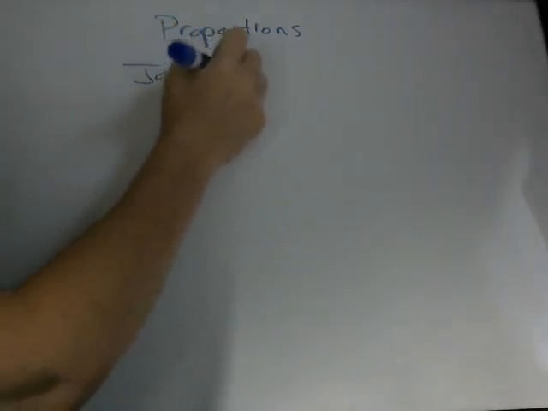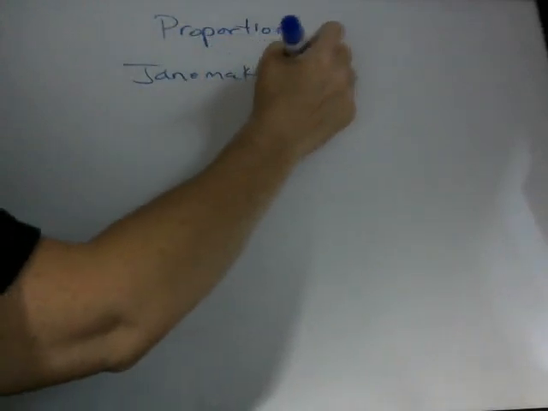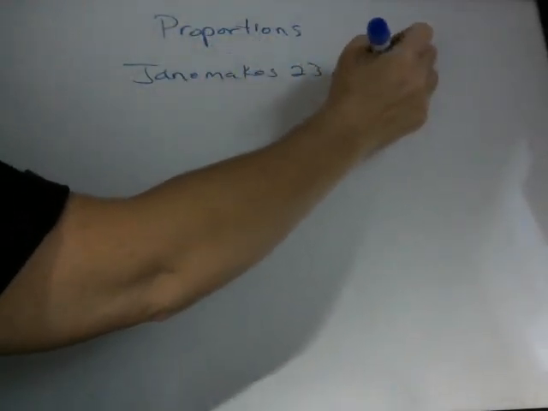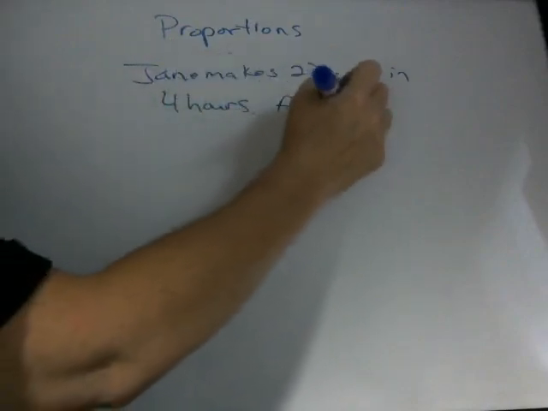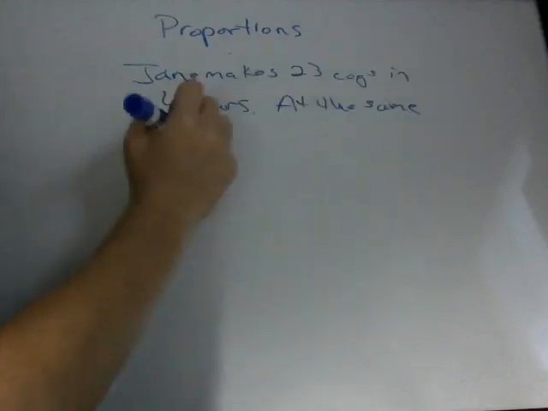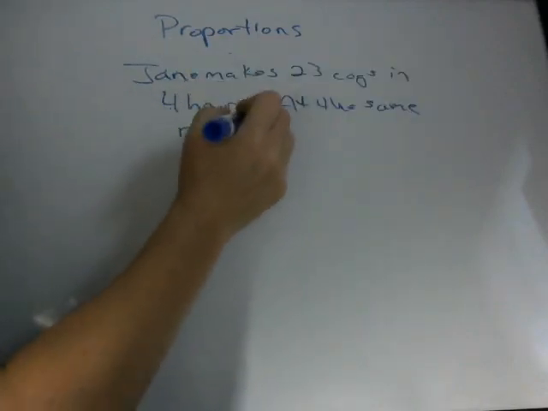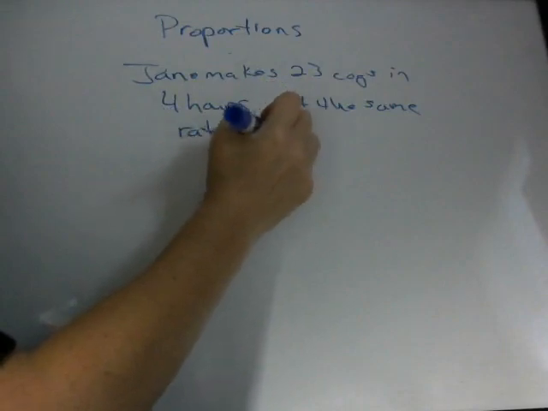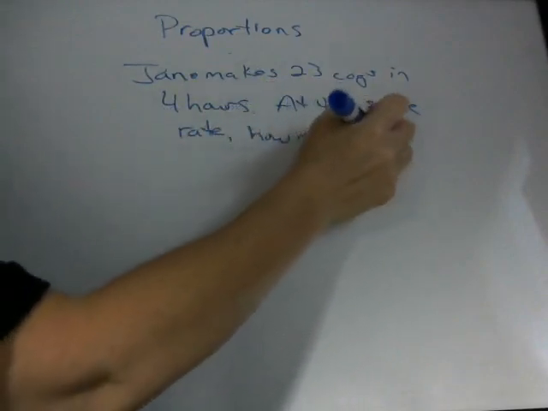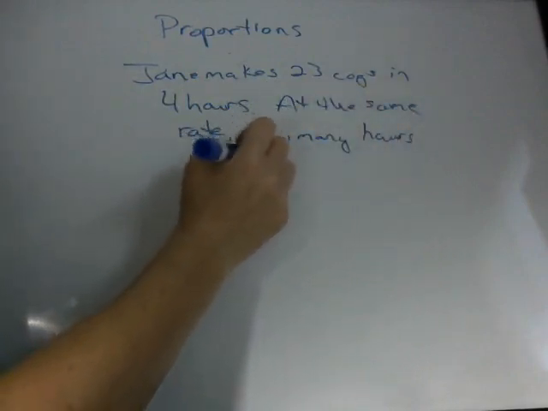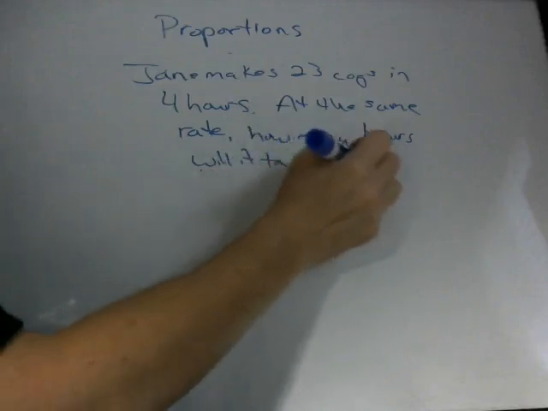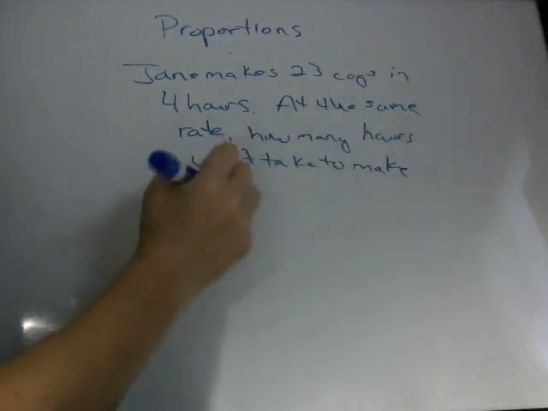We'll do one more example like this. Jane makes 23 cogs in 4 hours at the same rate. Keywords. You know you're doing a proportion. How many hours will it take to make 42 cogs?